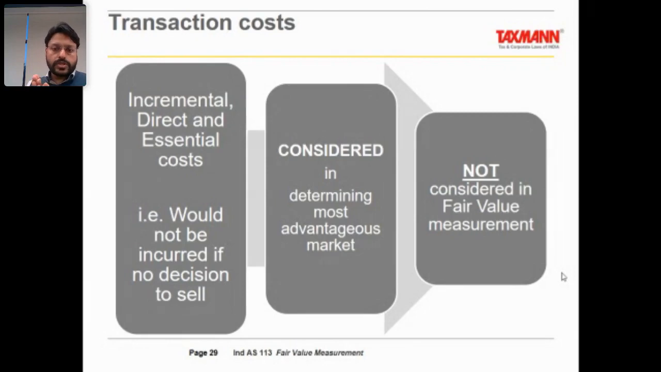Are they considered in determining the most advantageous market? Yes. So for determining the most advantageous market, I use the word net proceeds. Net proceeds means after eliminating all the transportation costs and all the transaction costs. But they are not considered in measuring the fair value. So fair value is not linked to the transaction cost. Fair value is the fair value of that asset or liability, irrespective of the fact that there are different transaction costs in different markets. So fair value is not affected by the transaction cost.